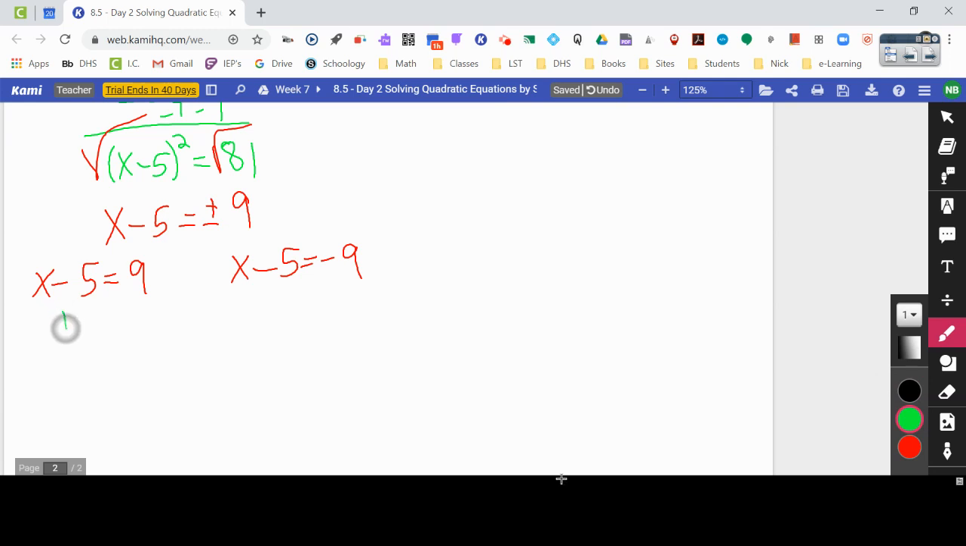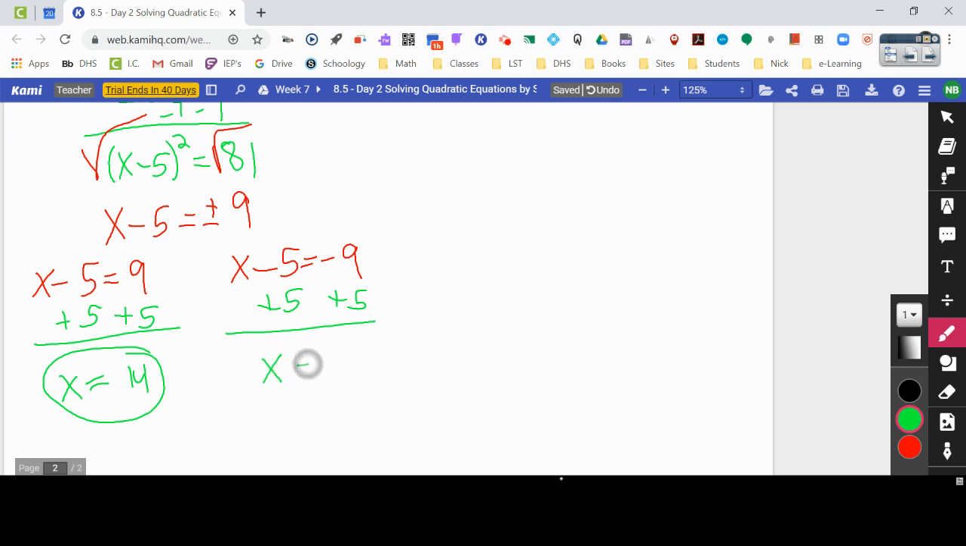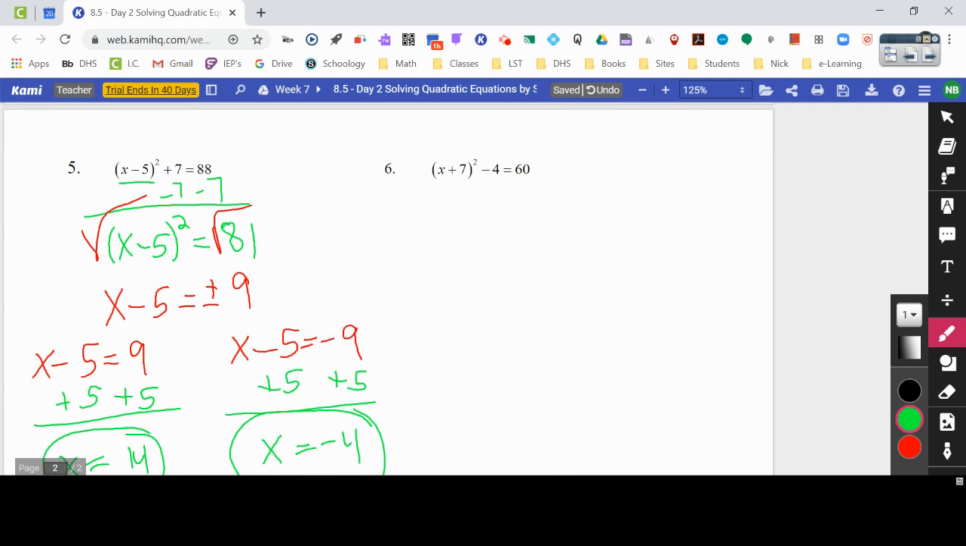And now to solve this, we add 5 to both sides, and we get x is equal to 9 plus 5 gives me 14. And again, I add 5 to both sides on this equation, except this time I have negative 9 plus 5, and that'll give me a negative 4. So those are my two solutions. All right, we got our last problem here.